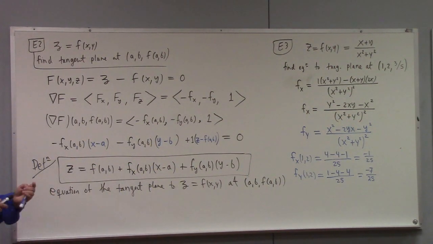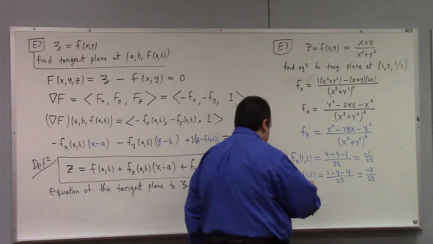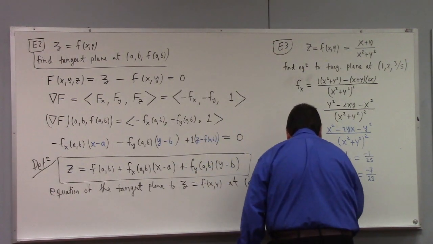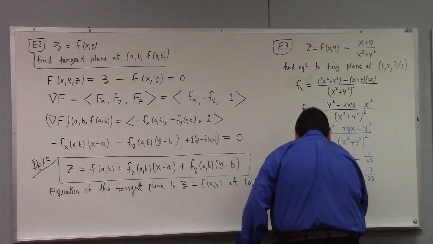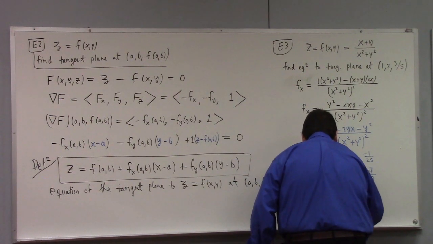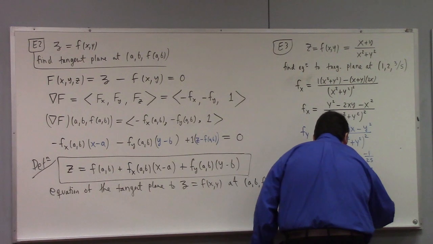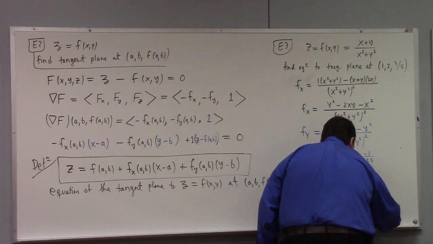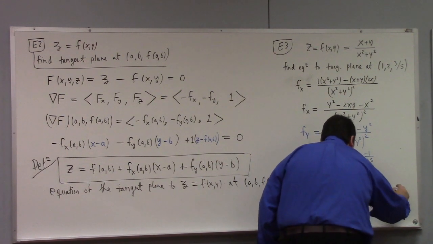Okay, so what's the equation of the tangent plane? Here it is. z is equal to the 3/5 we found earlier, minus 1/25 times x minus 1, minus 7 over 25 times y minus 2. There you go.